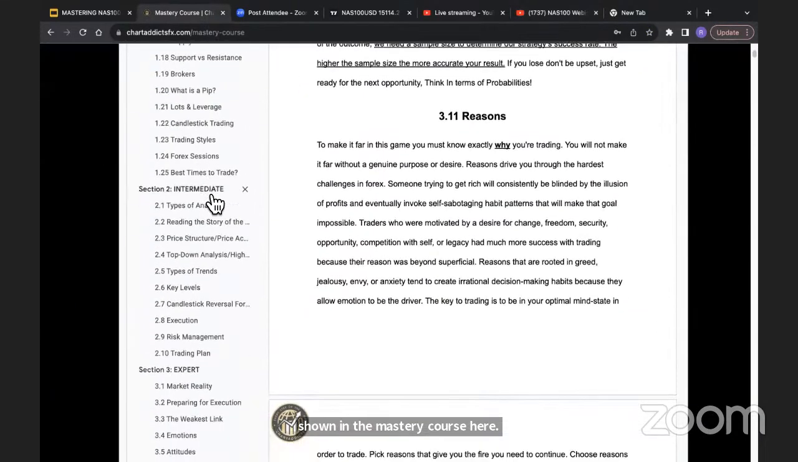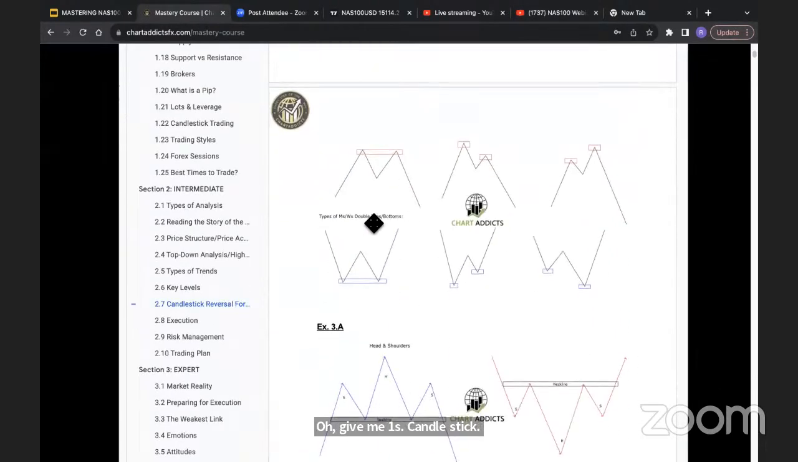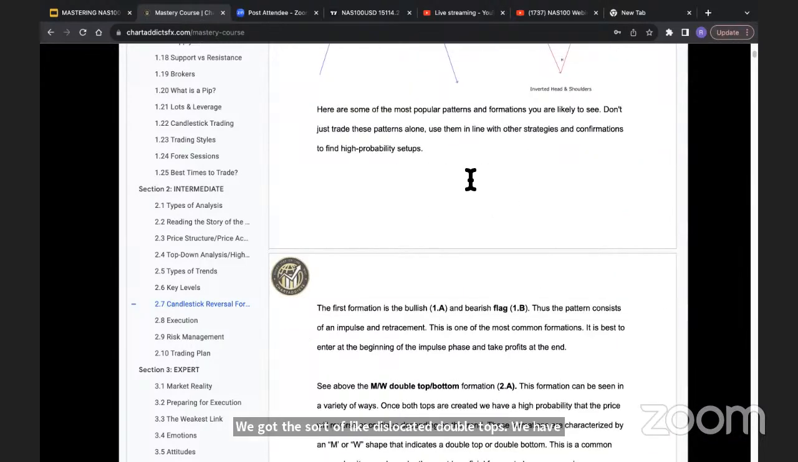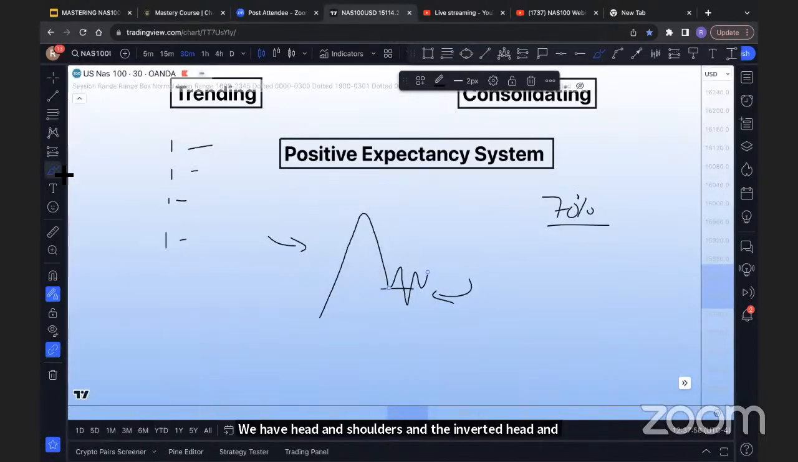Candlestick reversal patterns. These are my favorite candlestick reversal patterns. We got double tops. We got the sort of dislocated double tops. We have the double bottoms, dislocated double bottoms. We have head and shoulders and the inverted head and shoulders. My favorite reversal patterns. We'll talk about those in the boot camp.